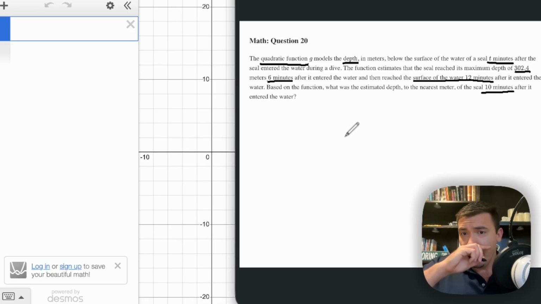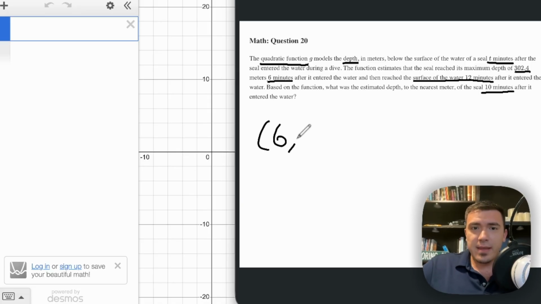entered the water? So what I can do over here is decode the word problem in order to get my points out of it. The first one is super obvious. It's 6 minutes for 302.4 meters, and I see that t is minutes, so the t is like my x in this case, so my x would essentially be 6, so my first point is at 6, comma, 302.4.